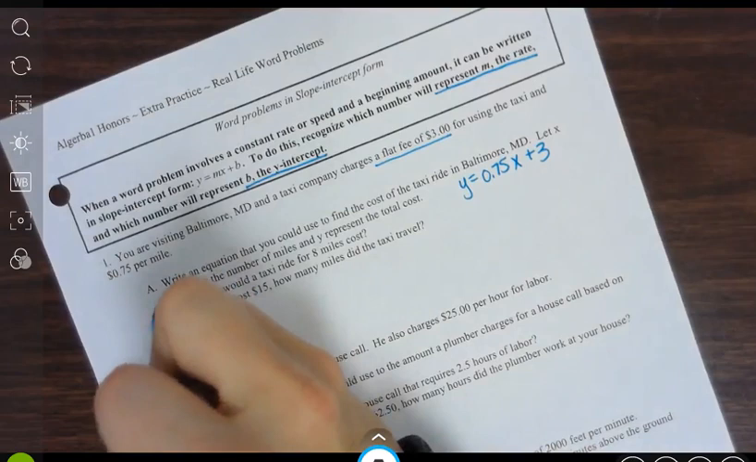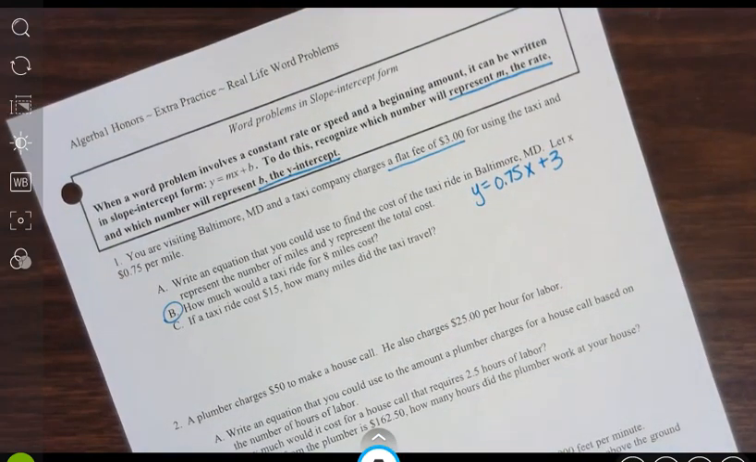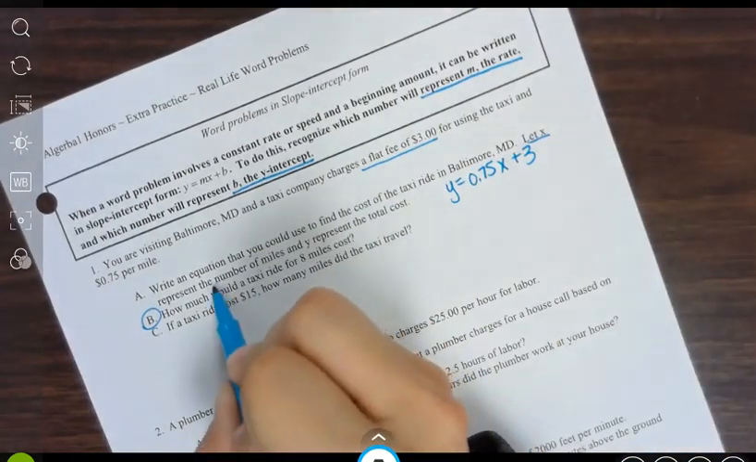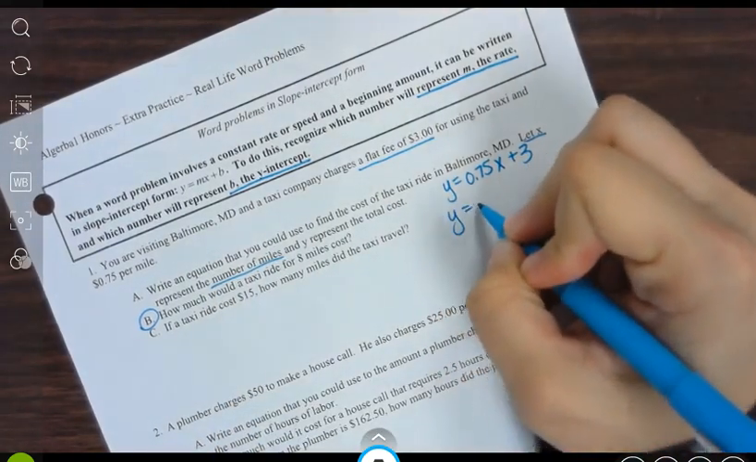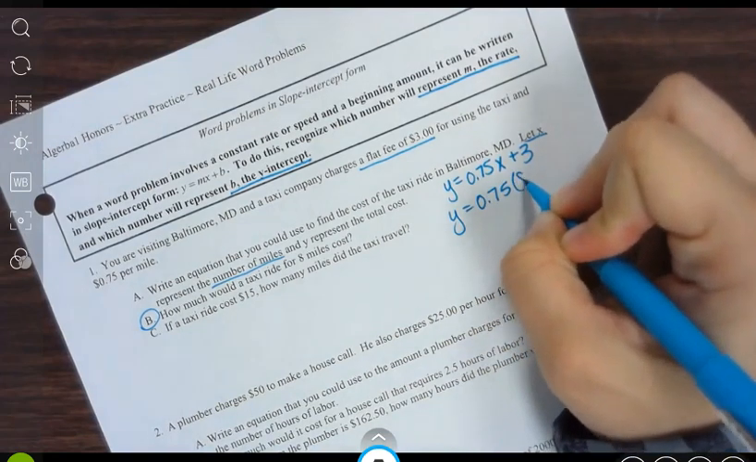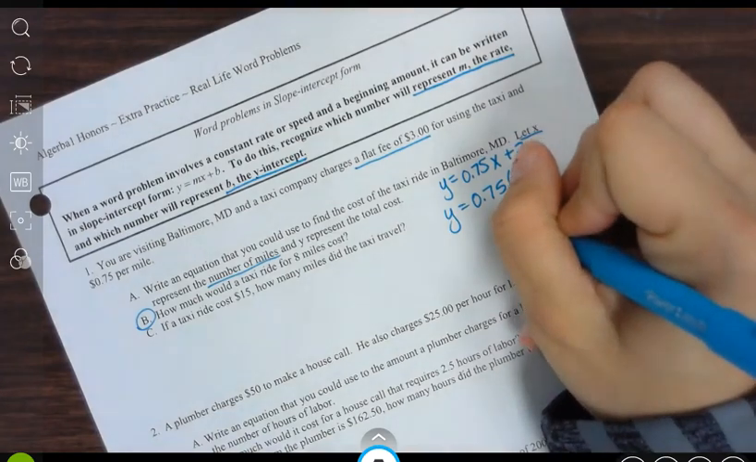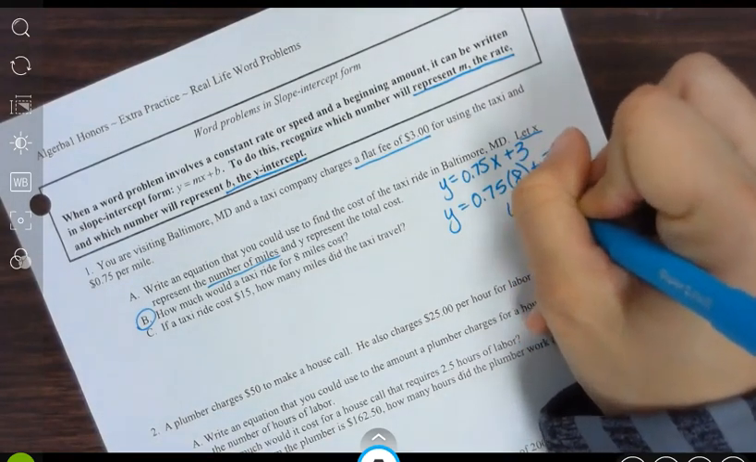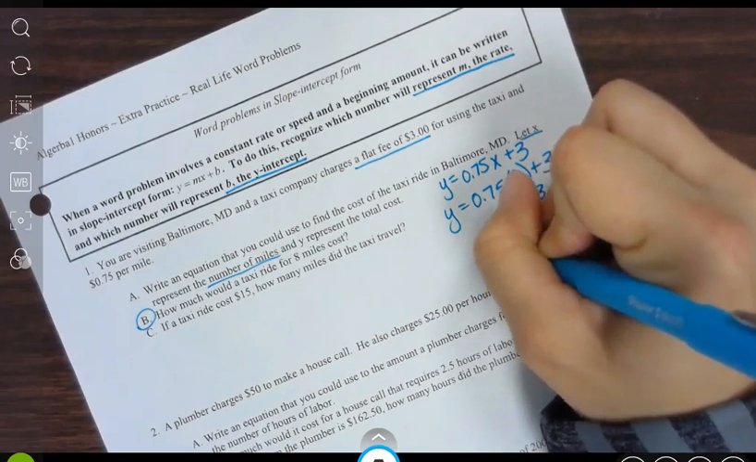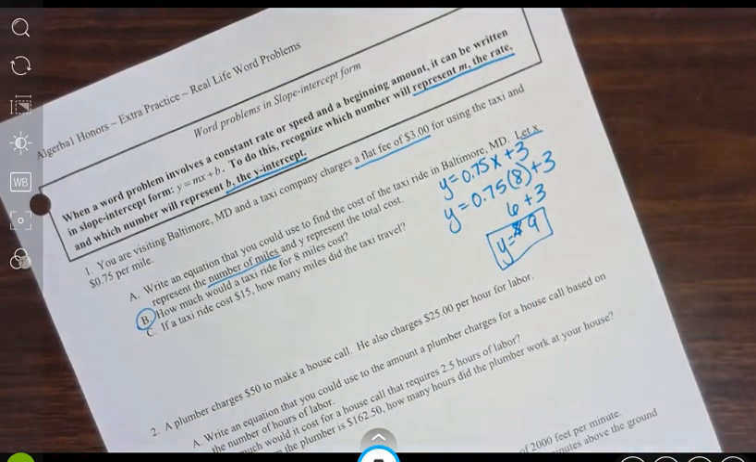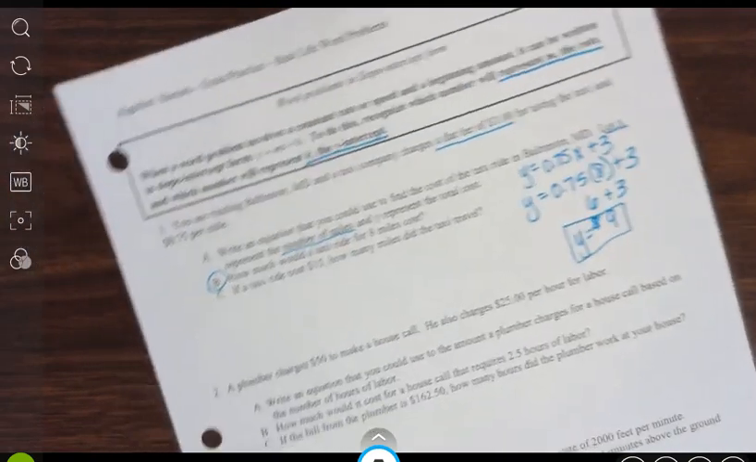So then if we look at B, it says, how much would a taxi ride for 8 miles cost? Well, x represents our number of miles. So we're going to take y equals 0.75 times the 8 miles plus the $3 that we're going to get charged no matter what. So 75 cents times 8 is 6 plus 3 is 9. So it will cost $9 to travel 8 miles.